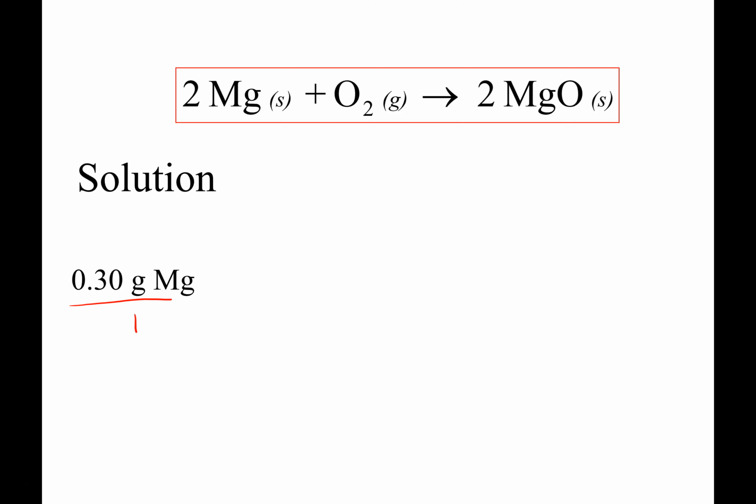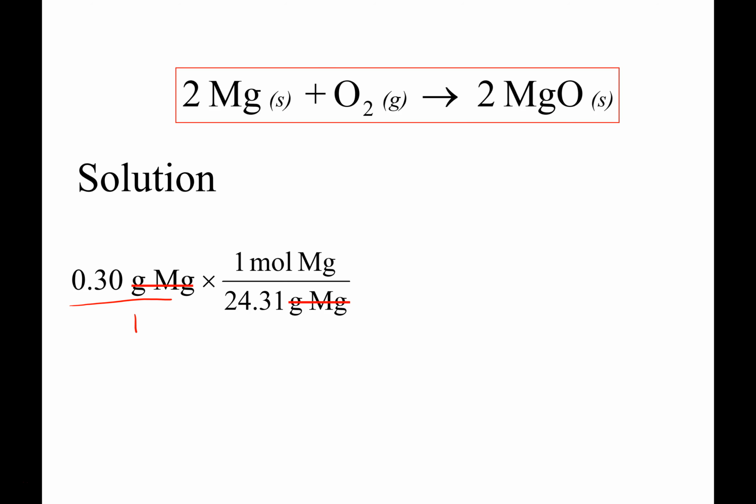Okay, so our first term is going to be that 0.30 grams of magnesium over 1. This is going to start out just like the previous problem, where now we're going to use the molar mass of magnesium, the flipped version, because I want grams of magnesium to cancel, and be left with moles of magnesium in the numerator. So if you did break it up into parts, you'd already have the moles of magnesium ready to go.